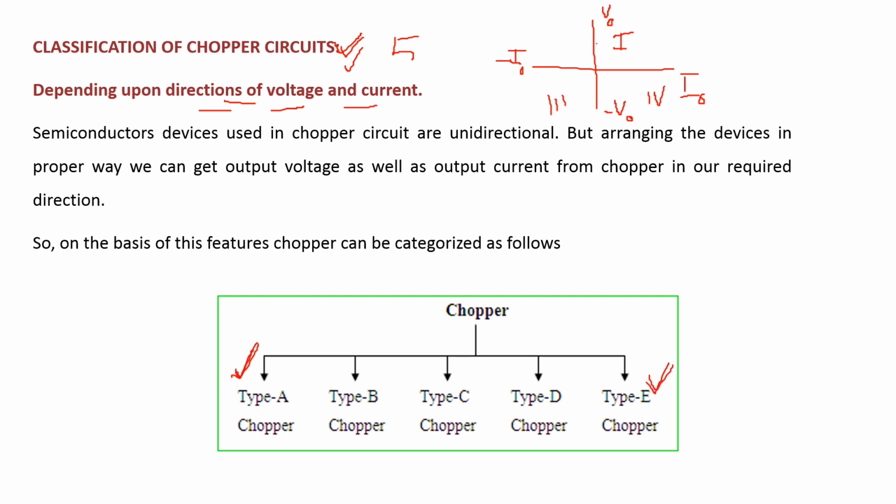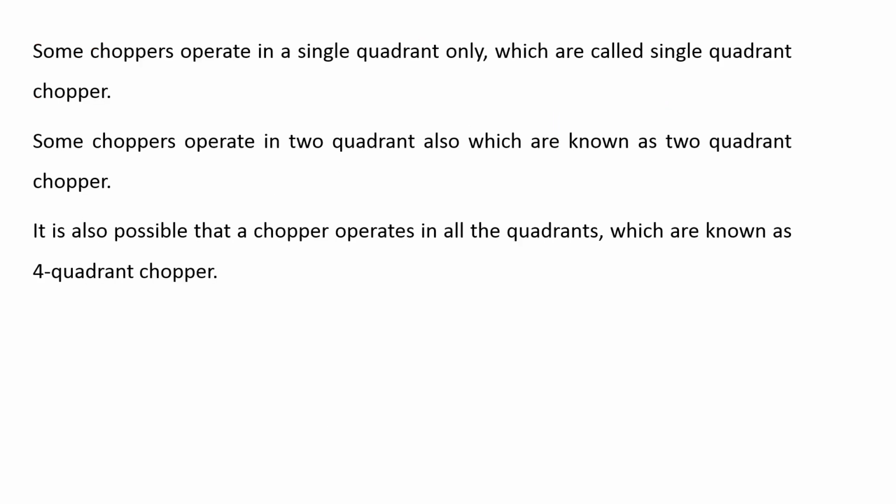Now I want to give the introduction to these chopper circuits, from class A to class E. Some choppers operate only in a single quadrant; those types of choppers are called single quadrant choppers. Some choppers operate in two quadrants; those are called two quadrant choppers. Some choppers operate in all four quadrants; those are called four quadrant choppers.